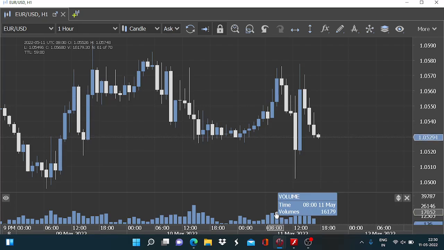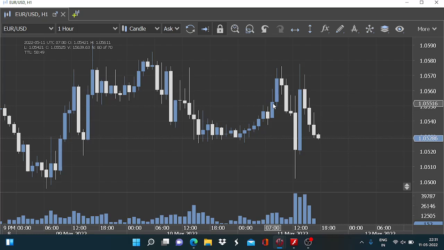So for that, we will be comparing the volume data of the last 2 hours, the last hourly candle and the second last hourly candle. We will need the last hourly candle's volume to be lower compared to the second last hourly candle's volume, and at the same time the closing value should be higher for the last hourly candle as well as for the second last hourly candle compared to the opening prices.